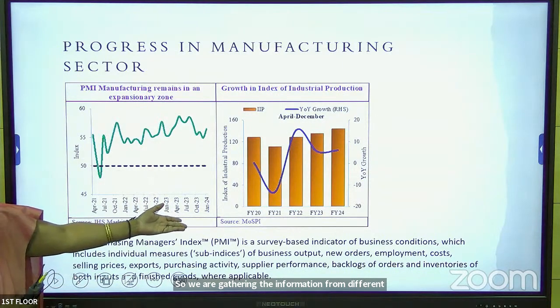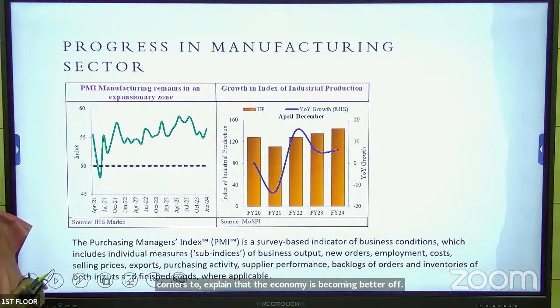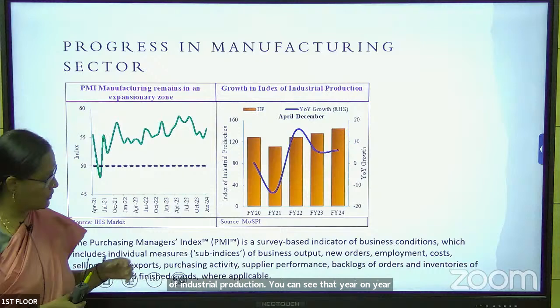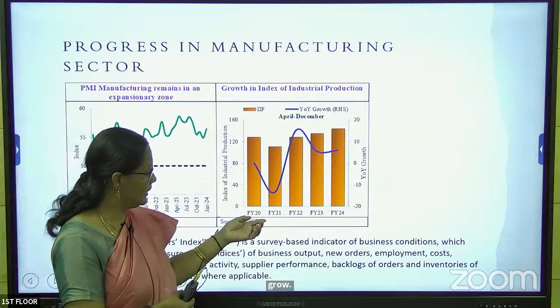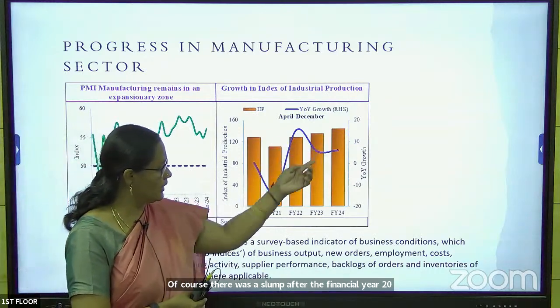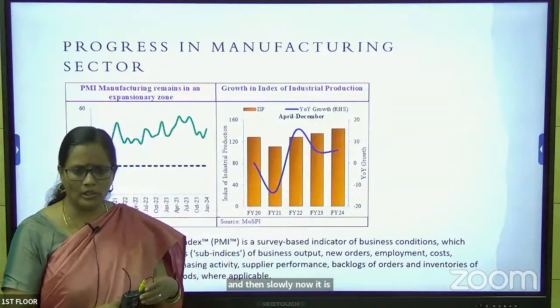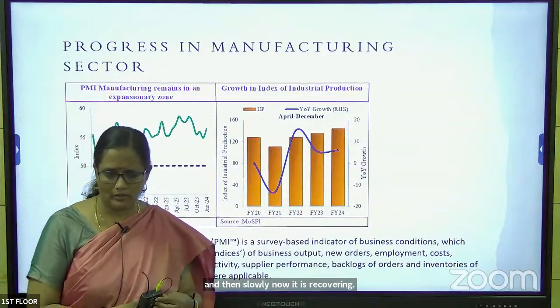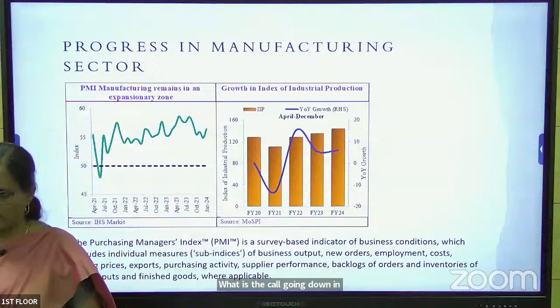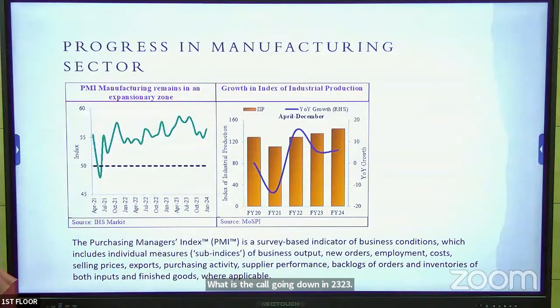And the right side is the growth in the index of industrial production. You can see the year on year growth. Of course, there was a slump after the financial year 20, and then slowly now it is recovering. Why is it all going down in 22, 23? 20 we understand, but 22, 23?